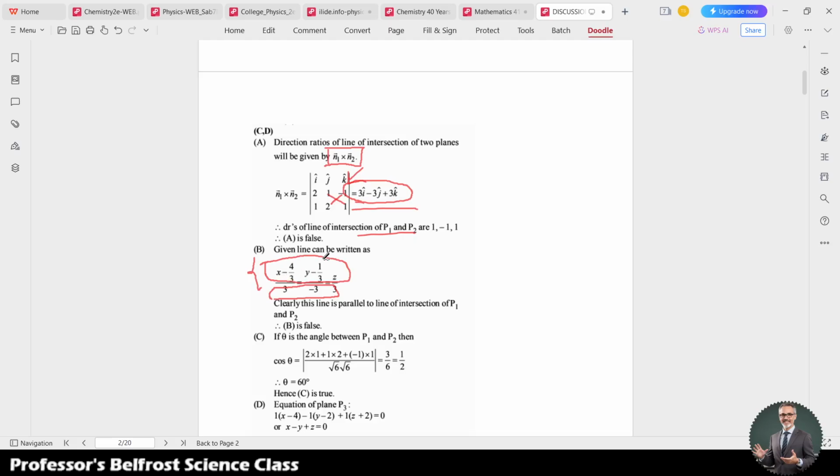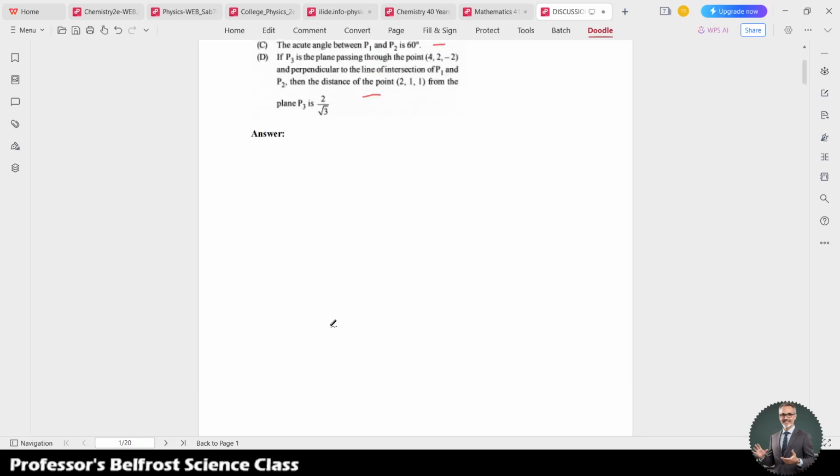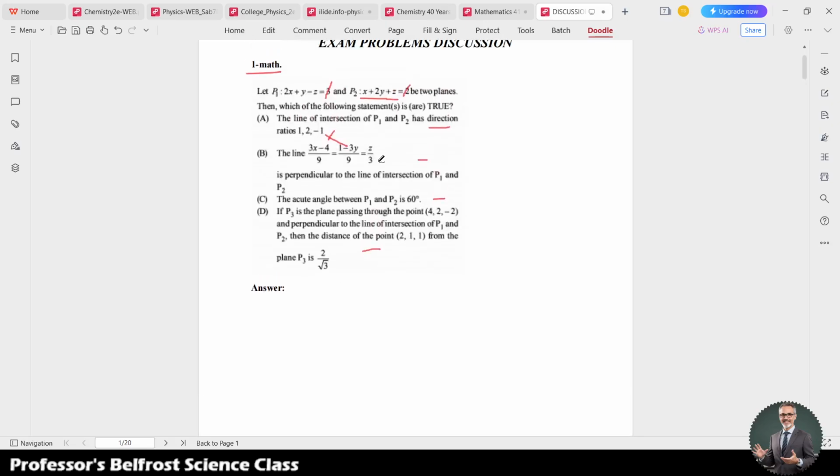This is i, this is j, this is k. Why is it said to be parallel? Please drop your answer in the comment section below, if you know. So this is true.